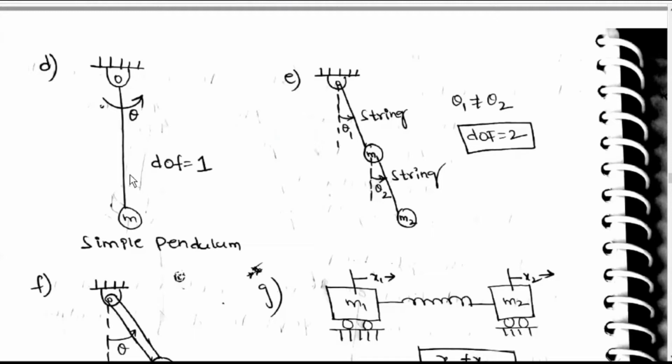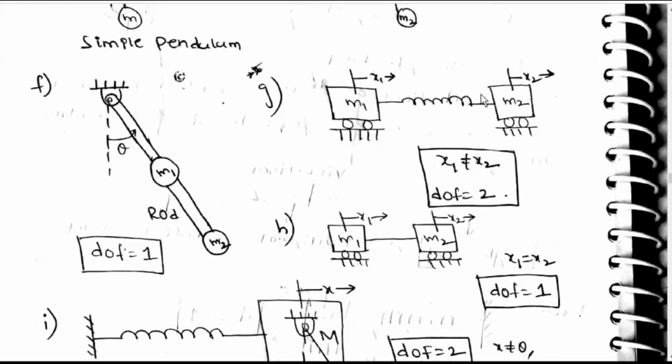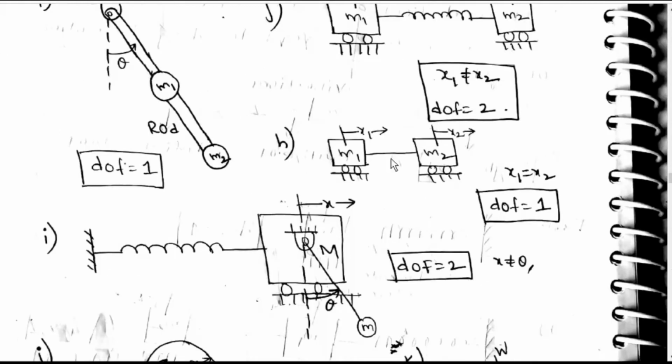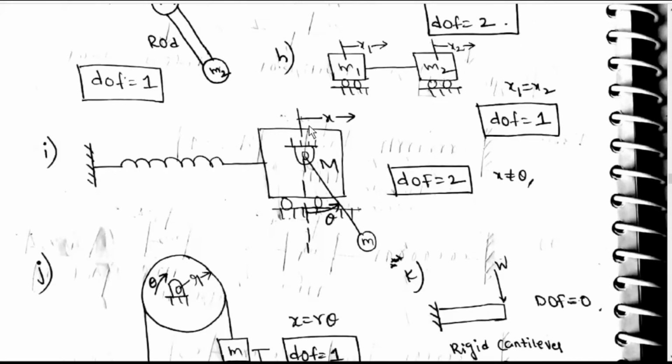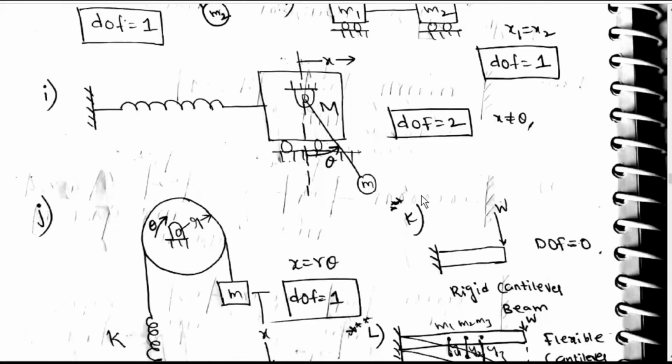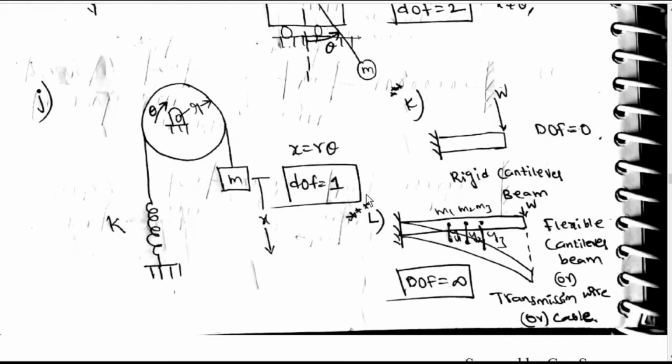A simple pendulum, only theta, degree of freedom is equal to 1. Two strings, theta 1 not equal to theta 2, degree of freedom is equal to 2. Rod, then degree of freedom is equal to 1. One spring with two masses connected, x1 not equal to x2, so degree of freedom 2. Spring connected, x1 is equal to x2, degree of freedom is equal to 1. And here this is x, this is theta, x not equal to theta, so degree of freedom is equal to 2. With x and theta where x equals r theta, degree of freedom 1.